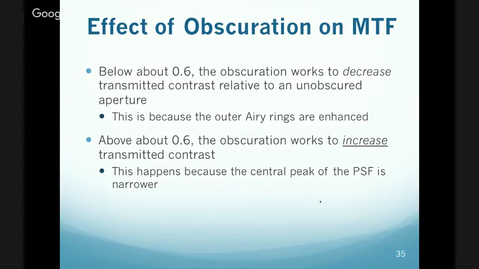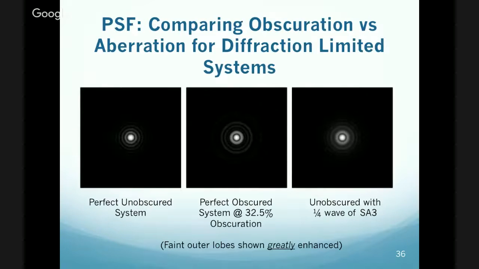Obviously, below a normalized spatial frequency of about 0.6, the obscuration works to decrease the transmitted contrast. That's because the outer rings of the Airy disk are enhanced. They get brightened, and that tends to have an effect on lower spatial frequencies. But above 0.6, the obscuration works to increase the transmitted contrast, because the central peak of the PSF is narrower. And there's what the PSFs look like. Remember, the MTF and PSF are very closely linked. One's just the transform of the other.